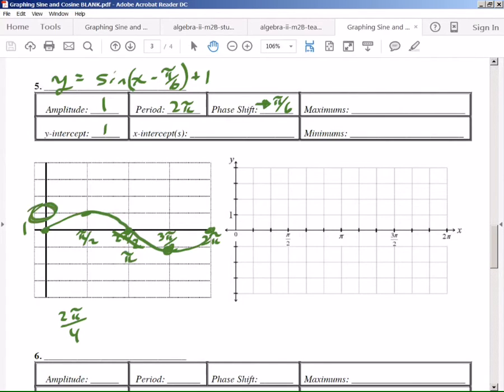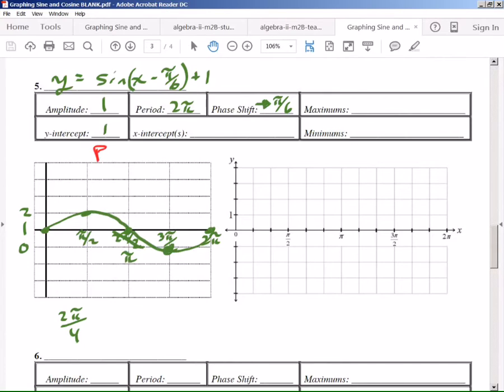Now, what is the max right here? 2. What's our minimum? 0. You guys see how it changed? How it shifted up? Why can't we just go up 1? You can go up 1, definitely. I like doing it like this because, I don't know, you can do it whatever way you want, guys.